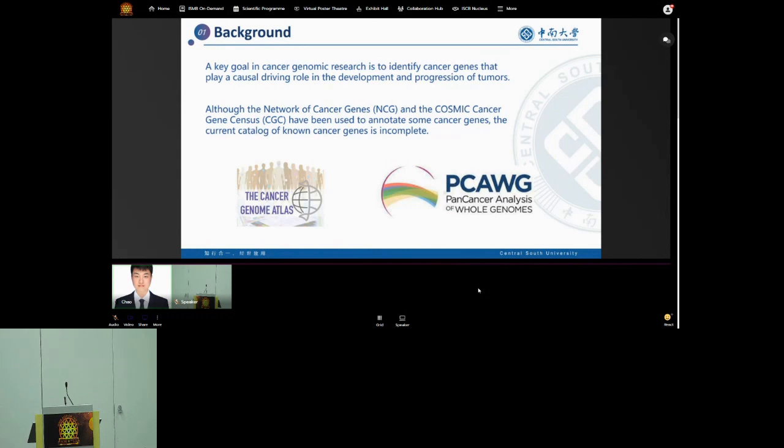Although the Network of Cancer Genes and the COSMIC Cancer Gene Census have been used to annotate some cancer genes, the current catalog of known cancer genes is not complete. Accurate identification of cancer genes from many candidate genes remains a critical challenge.